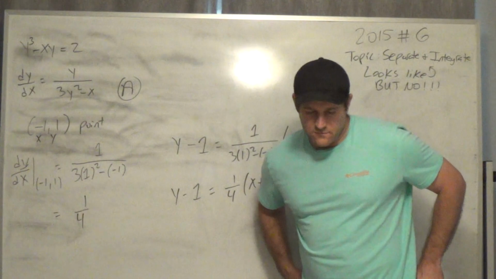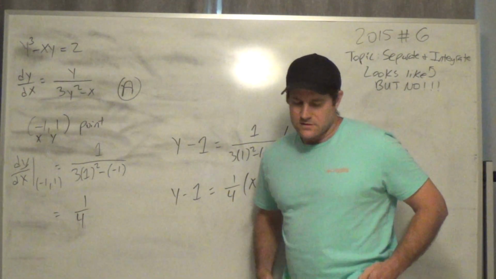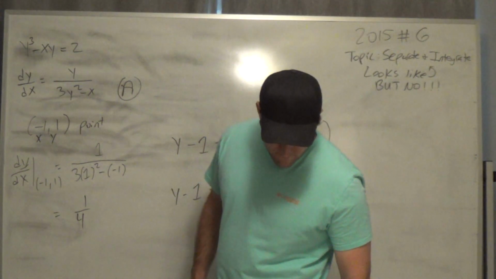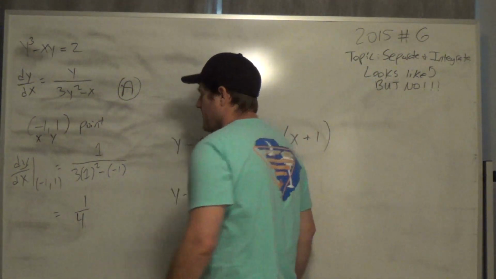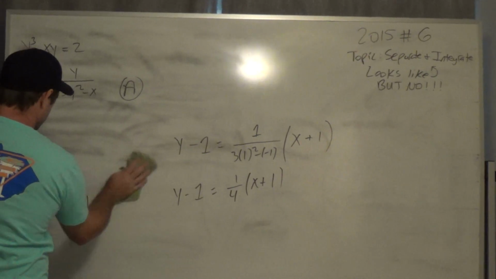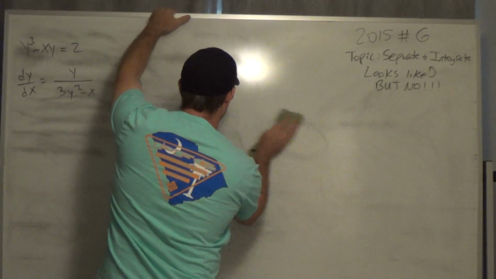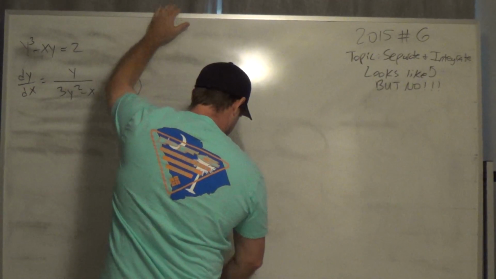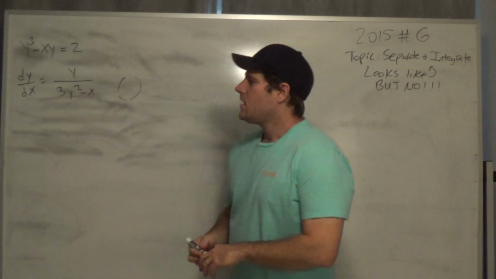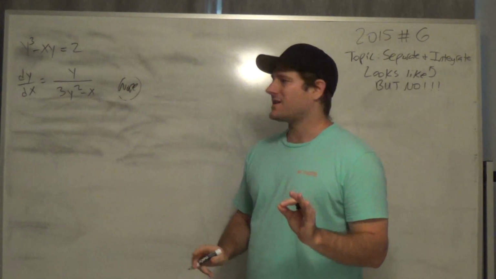All right, part B says find the coordinates of all points at which the line tangent to the curve is vertical. Before I get to part B, I want to do part nope. They did not ask this, but they might ask it on the AP exam.